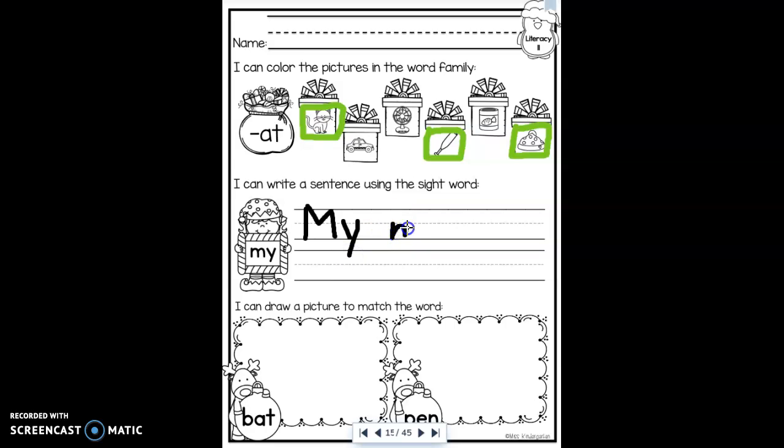mom is kind. Now, you don't have to write the same sentence. You can come up with your other sentence of your own. Just make sure that you use the word my somewhere in the sentence. And remember that you use your spaces and try and keep your letters on the line.